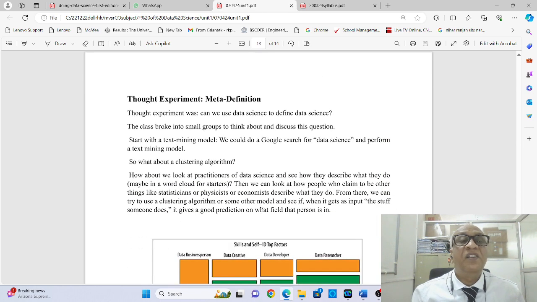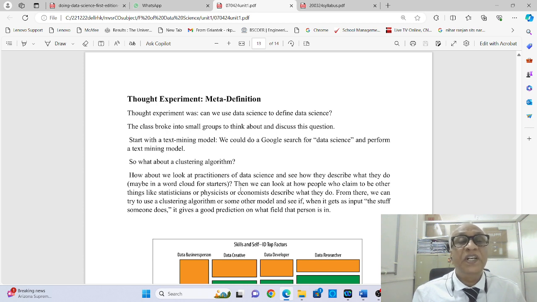Then the authors went for something called a meta definition through thought experiment. What they tried to derive here is, they said, okay, can we use data science concepts and terminologies to define data science? So that was a meta definition derivation through thought experiment.